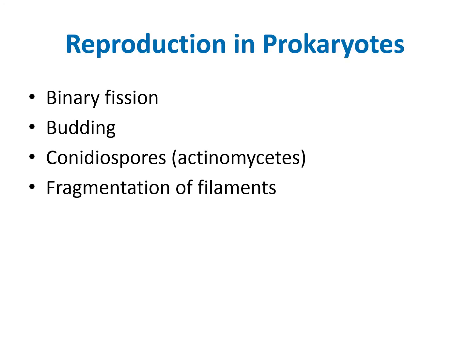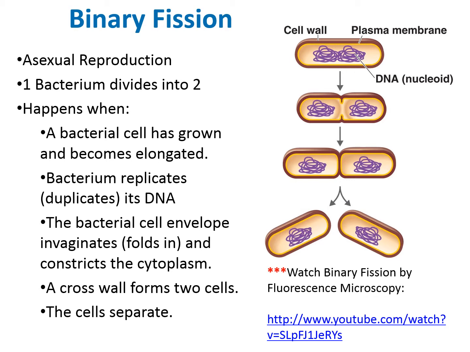There are many ways that prokaryotes can reproduce. Bacteria primarily use a process called binary fission. And as you might guess from the name, binary means two and fission means to split. So bacteria are going to split in two. Binary fission is a form of asexual reproduction. That means that only one cell is involved.